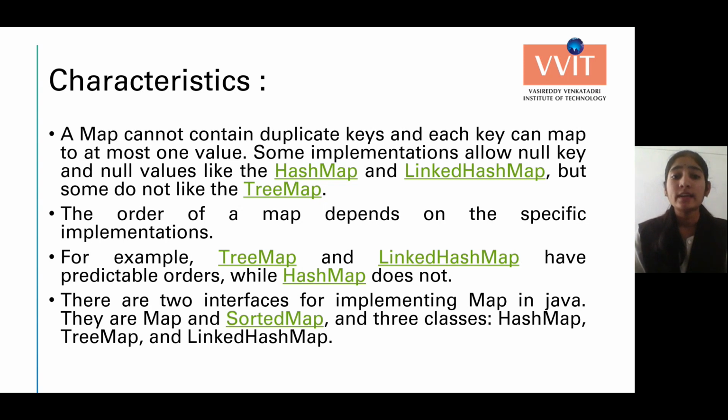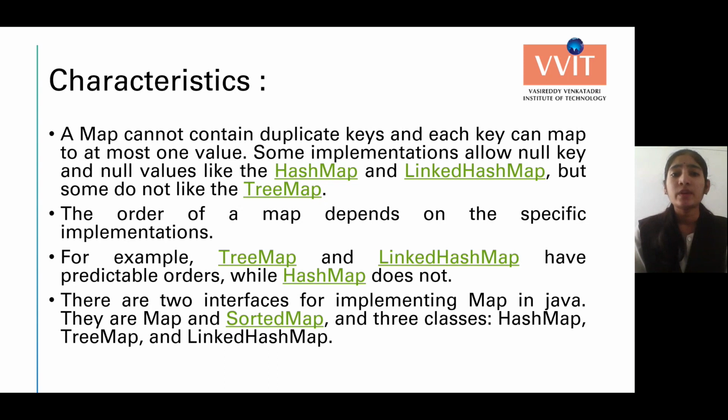A map cannot contain duplicate keys and each key can map to at most one value. So there won't be any duplicate key allowed. Values may contain duplicates, but keys cannot be duplicate. Some implementations allow null key and null values like the hash map and linked hash map, but some do not, like the tree map. The order of a map depends on the specific implementation.